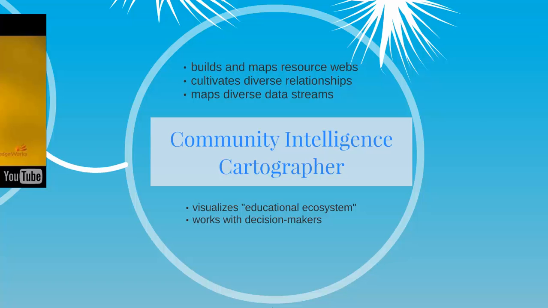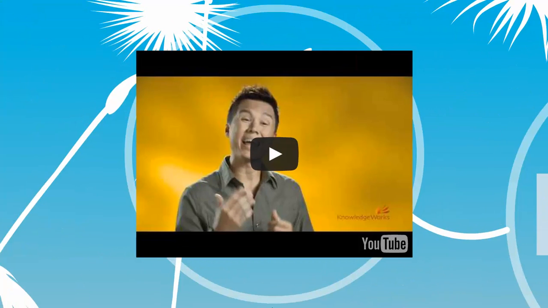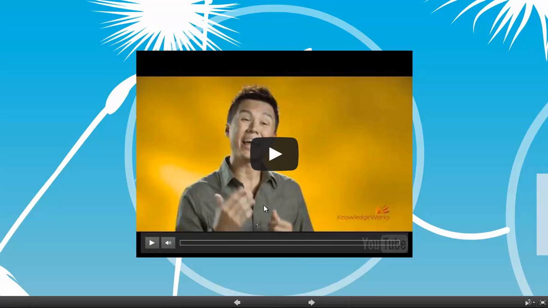The next role is the community intelligence cartographer. The community intelligence cartographer builds maps and resource webs. They cultivate diverse relationships. They map diverse data streams. They visualize the educational ecosystem in your area and work with decision makers on how to strengthen community resilience and resolve learning inequities. I'm going to play a brief clip of Andrew Lee, and he will talk about his role.